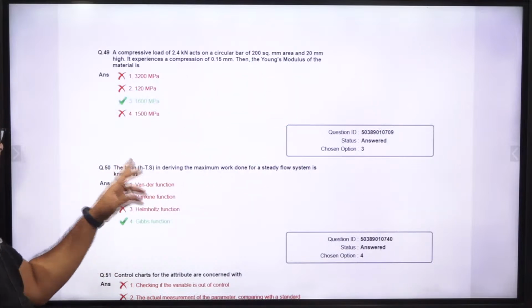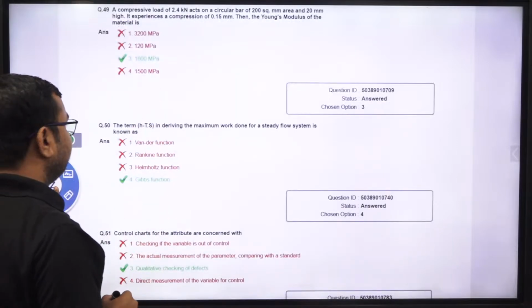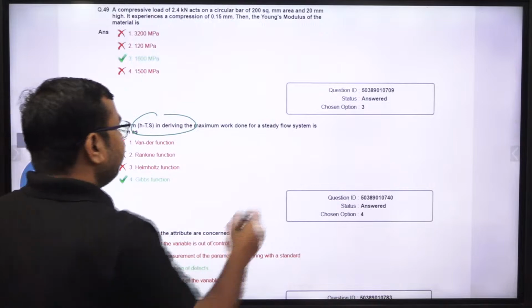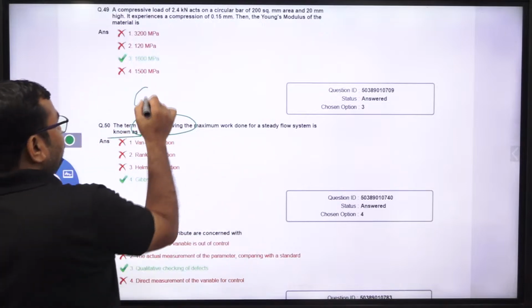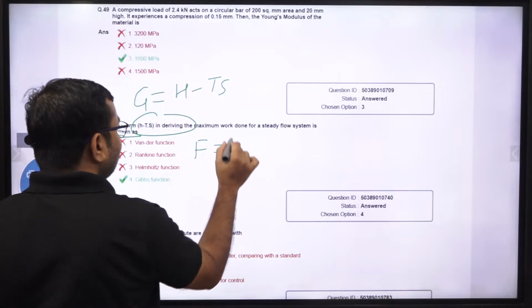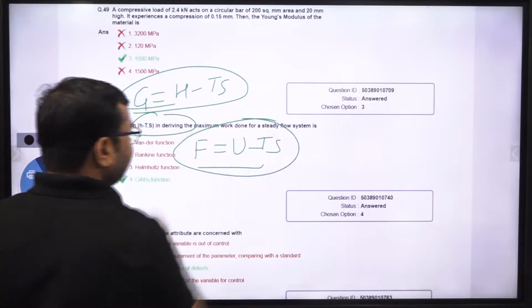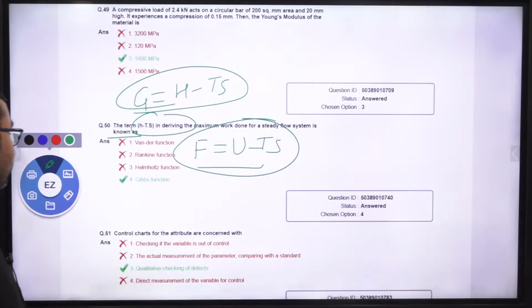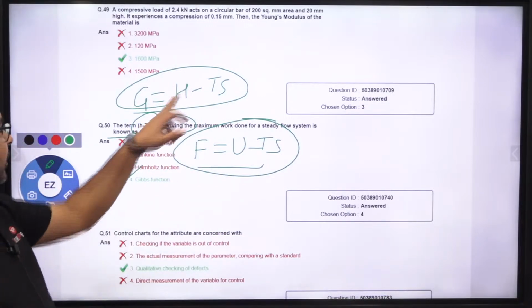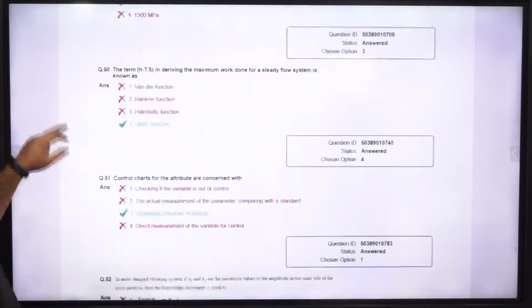Okay, so now you can see the term H minus Ts in deriving the maximum work done for the steady flow system. Do you know G is equal to H minus Ts, and similarly F is equal to U minus Ts. This is called the Gibbs function and this is called the Helmholtz function. Yes or no? So which one is the correct answer? Gibbs function. H minus Ts is a Gibbs function. Is it clear?